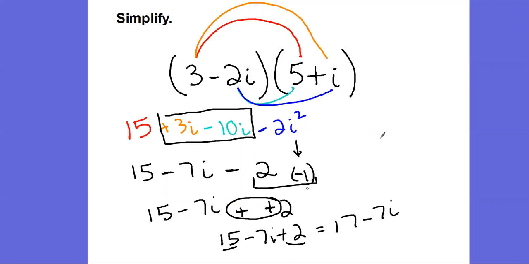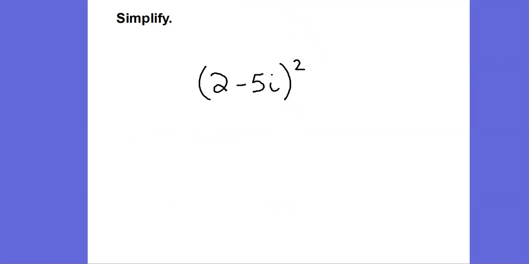Let's see what we have next. All right, so in this one we have the quantity 2 minus 5i squared. One thing that might be tempting is to distribute this squared to both of these terms. Don't do that.